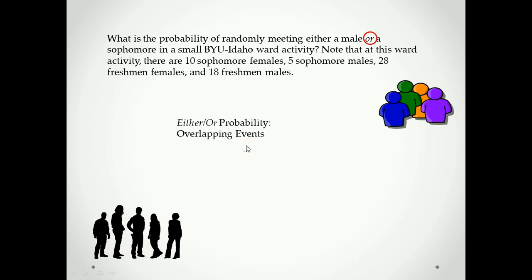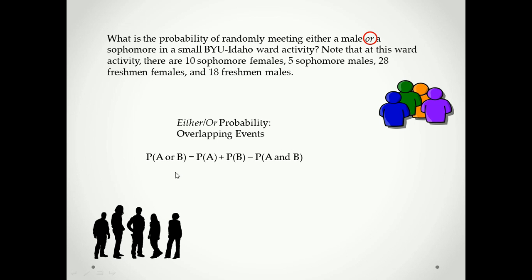And that tells us we want to use this either-or probability where we have overlapping events, right? Because we could meet a male who is a sophomore, right? And it tells us there are some of those at this event, 5 sophomore males. And so we need to take that into account as we work with our probability. And so that's what this probability does.